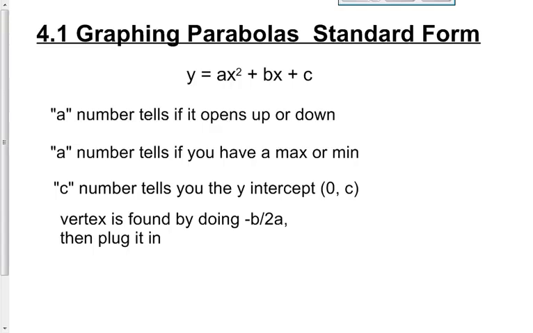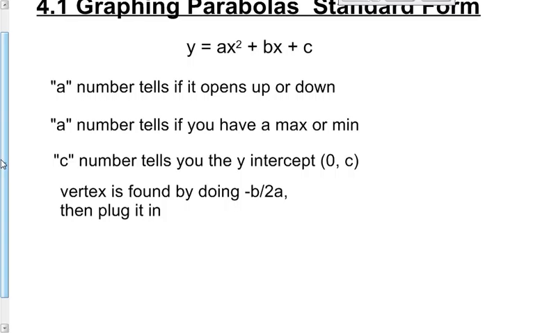The a value in the front is going to tell us if our parabola opens up or down. What we're going to look for is a negative sign, or if there's nothing, then it would be a positive value. That's going to tell us open up or down. If this parabola is going to open down, you will notice that your a term is negative. If your parabola opens up, then your a term is going to be positive.